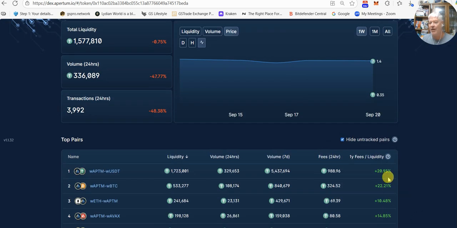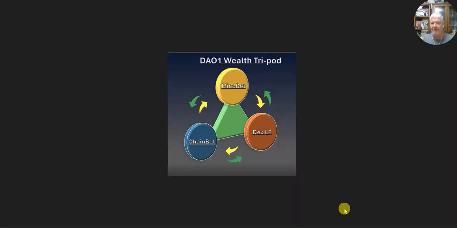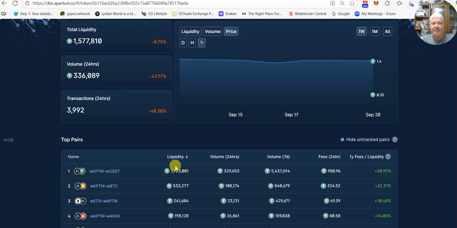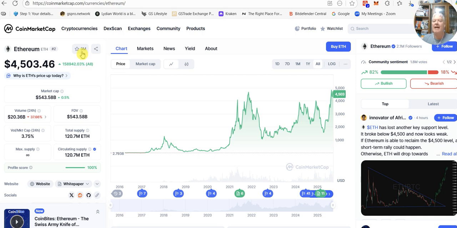Okay, so imagine all three working together. So you got your mine bot mining your tokens. You got your chain trade bot buying low, selling high, bagging more of these APTM tokens. And then you've got the DEX where you're tapping into that interest rate as well. Tripod, making you money all the way along, right? Super, super powerful.